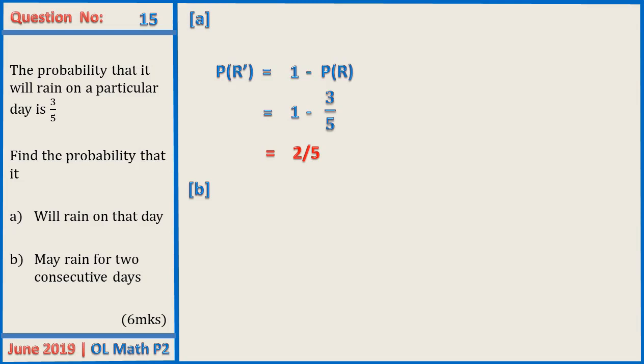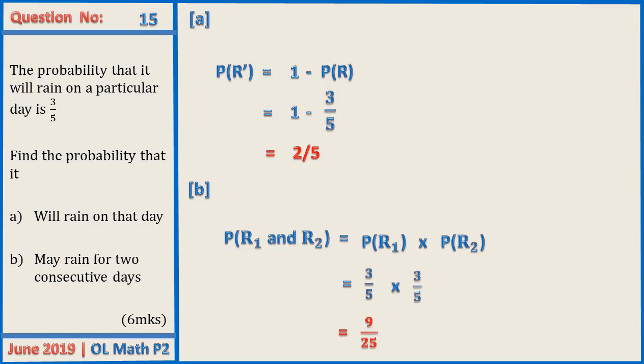B, that it will rain for 2 consecutive days. We consider the events to rain as independent events. So this is the probability that it will rain on the first day times the probability that it will rain on the second day. So P(R1) times P(R2). This will give us 3 on 5 times 3 on 5, and that's equal to 9 on 25. These are independent events. The probability is constant.